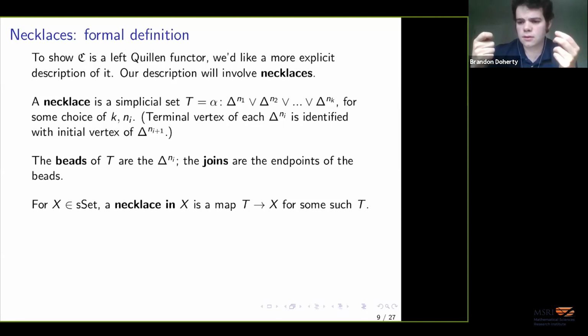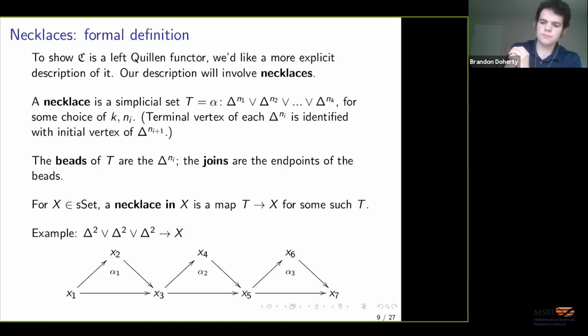And then a necklace in a simplicial set X is a map from some necklace like this into that simplicial set X. So here's an example: this is what a necklace with three two-dimensional beads would look like. You see we've got these three simplices, alpha 1, alpha 2, and alpha 3, where the terminal vertex of each one is the same as the initial vertex of the next.